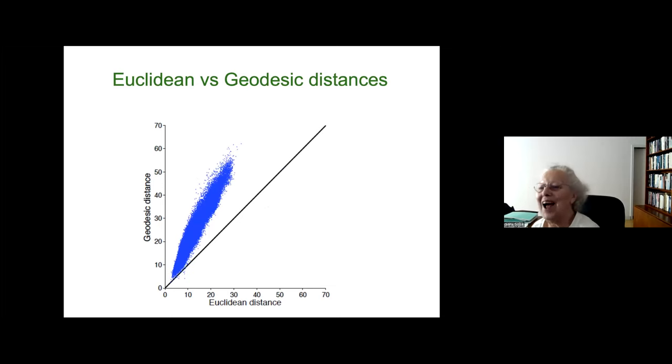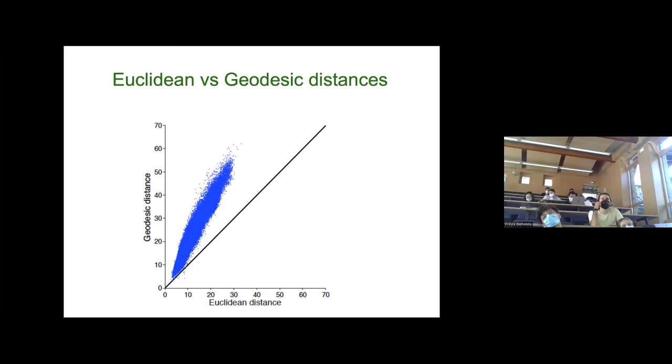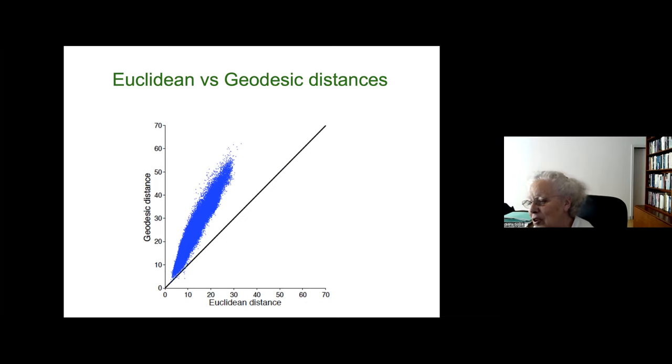So how non-flat was this surface? What can I say about the extent to which the surface that isomap found differed from what I would have found using PCA? So what you can do is a comparison between geodesic distances and Euclidean distances. So I can go back to my data.